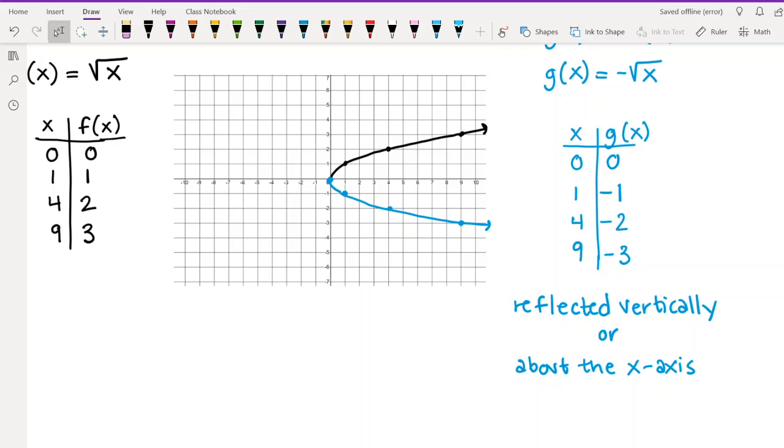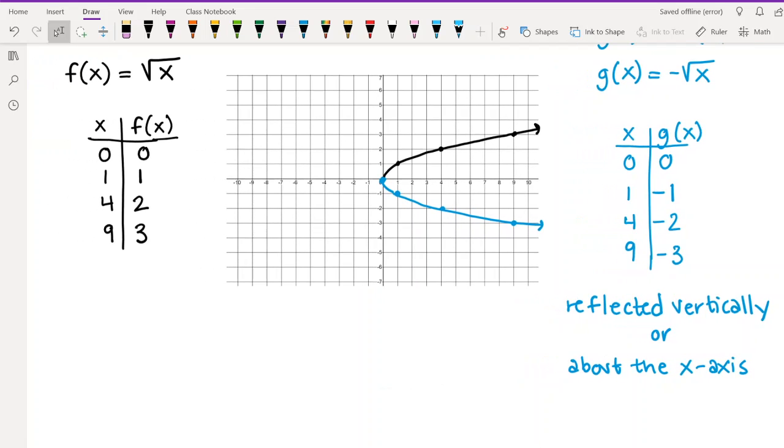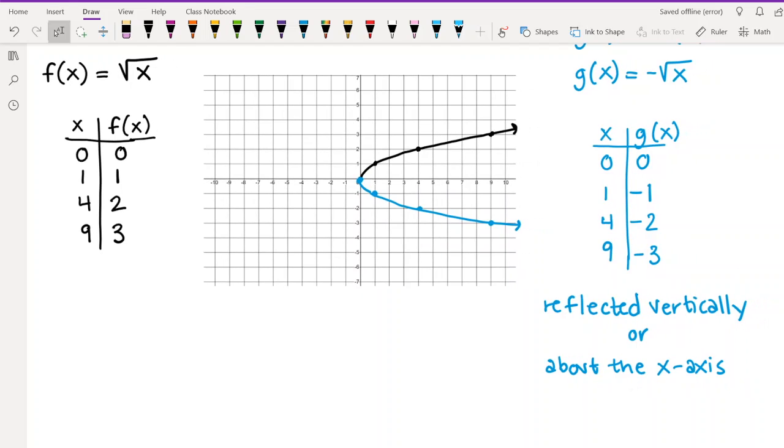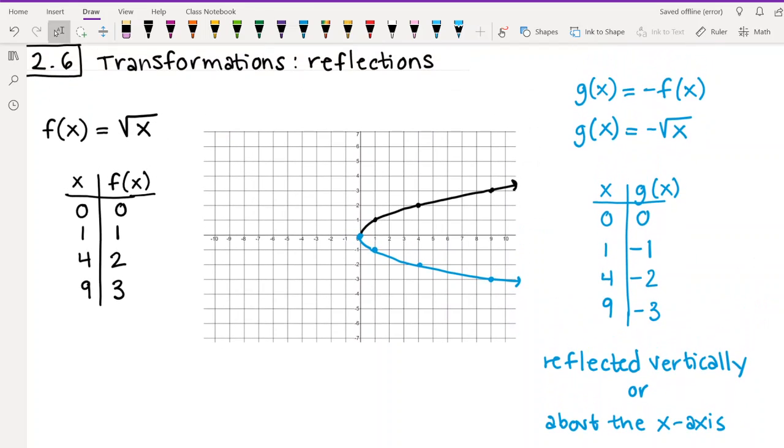So why did this happen? We can see in the graph what happened, but if we look at our tables, let's try to understand why did this cause the graph to flip over the x-axis? Well, if we look at the x-coordinates, they stayed the same, right? For the points that we were focusing on, the x-coordinates were all the same. So what did change was the y-coordinates, right? The y-coordinates for the original function were all positive.